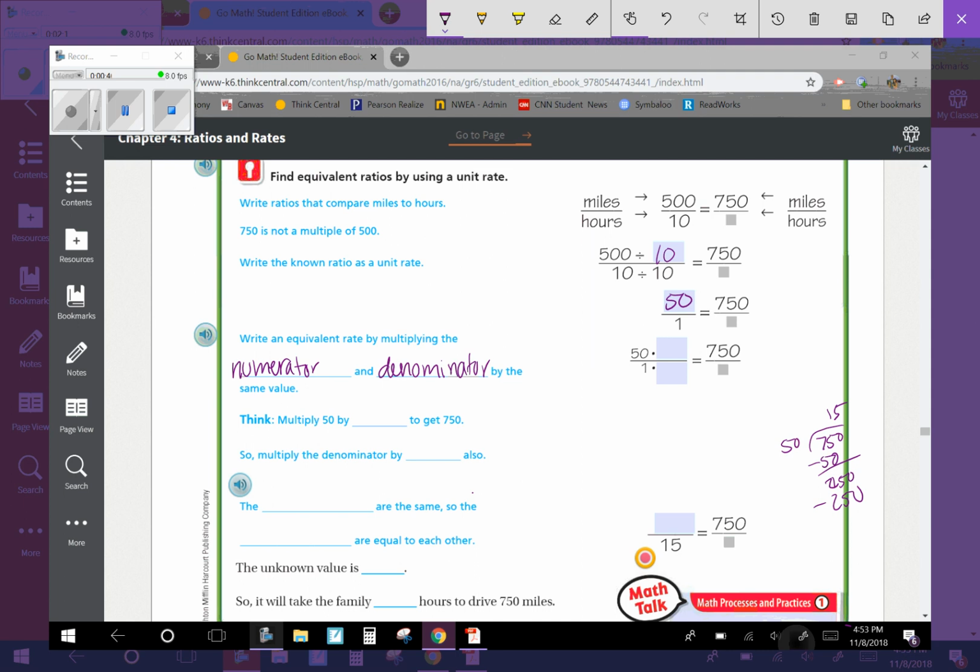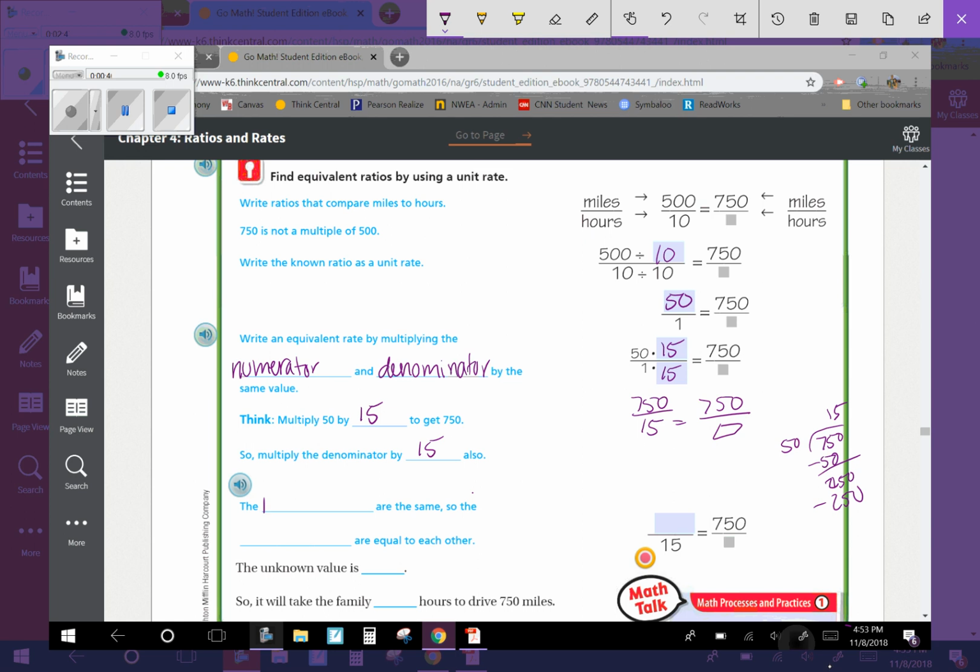Which is going to be 15. So we're going to take 50 times 15 to get 750. And if we do it to the top, we have to do the same thing to the bottom. So we're going to take 1 times 15 also. So we thought to multiply 50 by 15 to get 750, and then we multiplied the denominator by 15 also. So now, when we look at these ratios, the numerators are the same, because we now have 750 over 15 equals 750 over, we don't know.